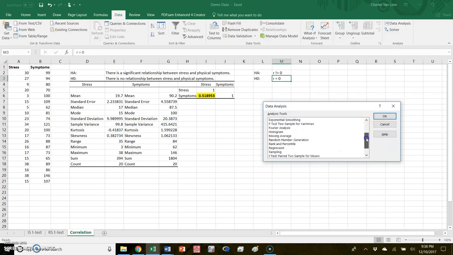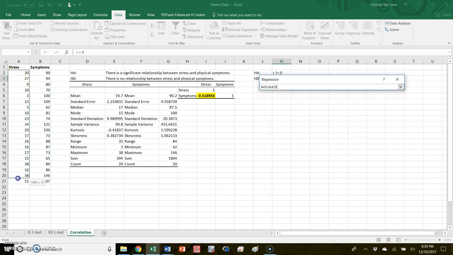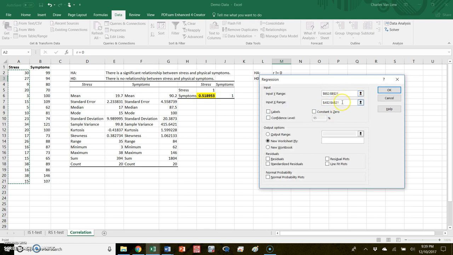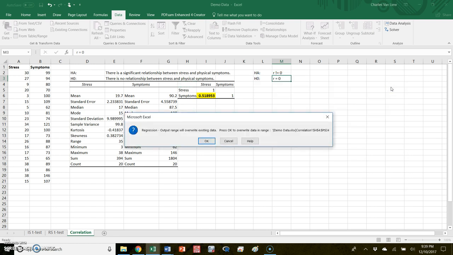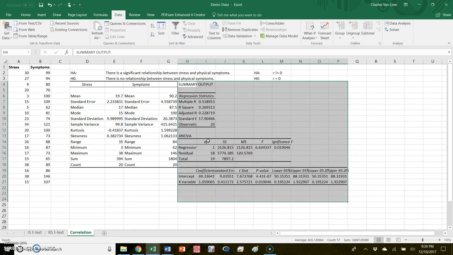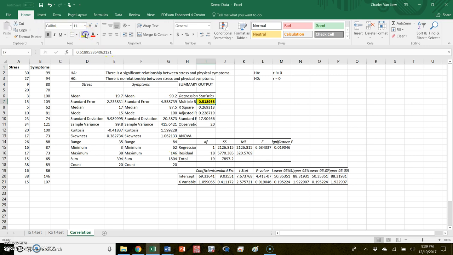If we go to the regression option, we select regression, and we're going to put in our variables. My y variable, the one I'm trying to predict, is symptoms, and I'm predicting that from stress. So I selected symptoms and stress here. I'm going to put my output over this correlation stuff, and we're going to go ahead and run our analysis. We're going to overwrite that existing data. Notice I still get my correlation value. You can see it right here. But I also get a test of significance for the relationship here.